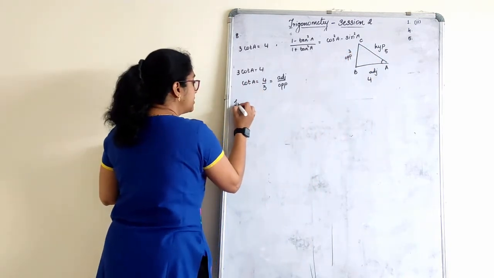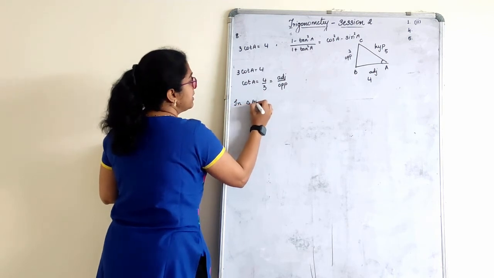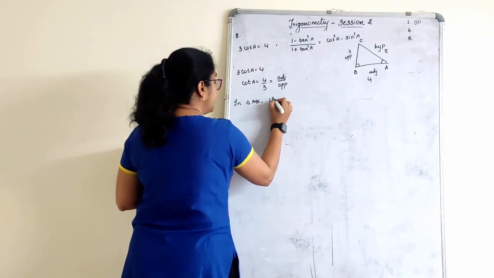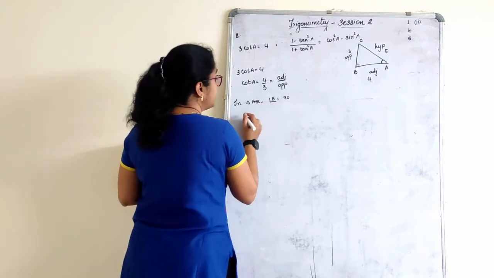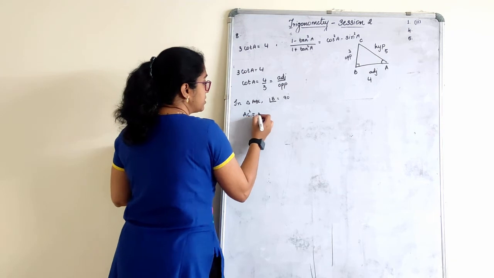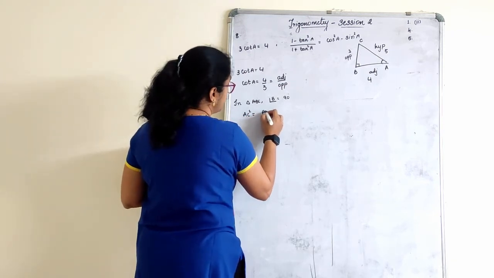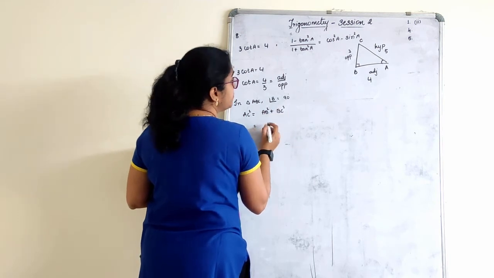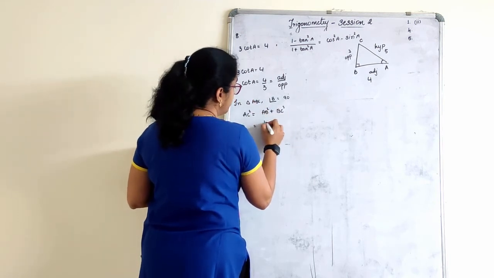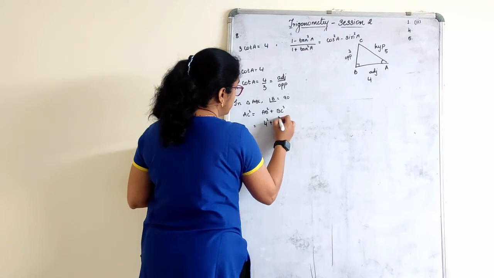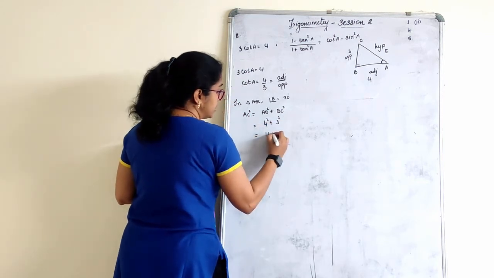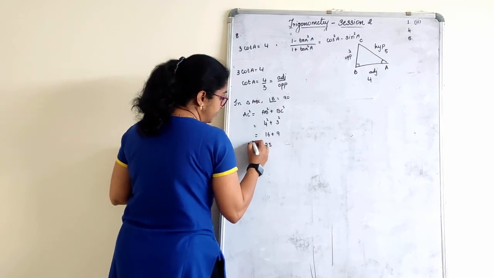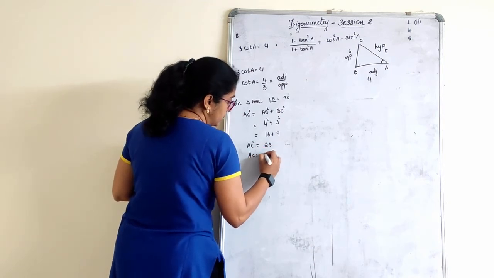Though we know hypotenuse is 5, in triangle ABC, angle B is equal to 90 degrees. AC square is equal to AB square plus BC square. AB is 4, so 4 square plus 3 square. 16 plus 9 is equal to 25 and AC is equal to 5.